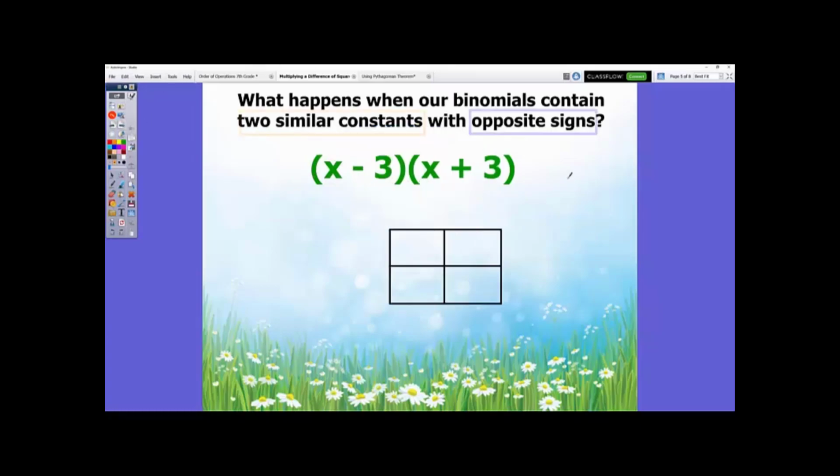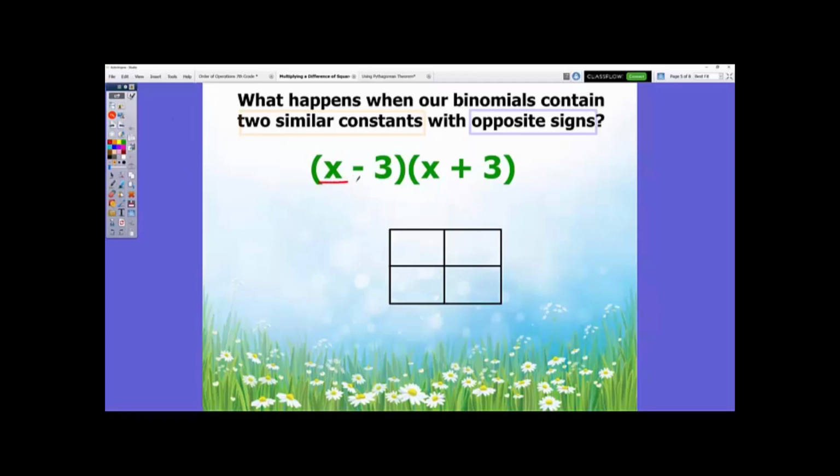Okay, let's do another one. I have the box already set up because we're going to use the box method for this one. Same thing, we have two binomials with similar constants, but those constants have opposite signs once again. They both have x's. We've got a -3 in our first binomial and a +3 in our second binomial. Once again, the only difference between these two is the sign of the constant.